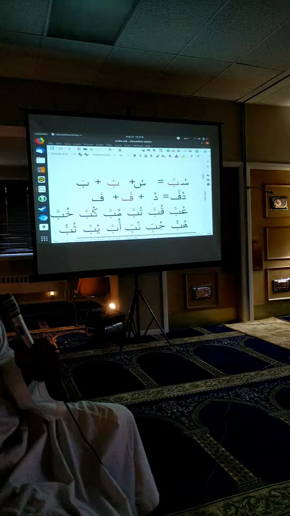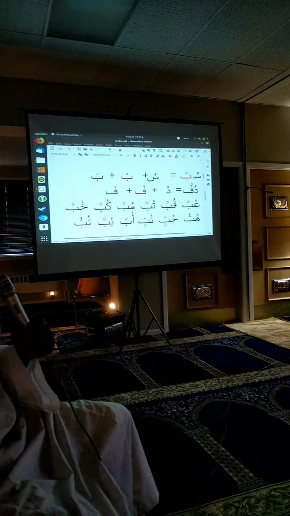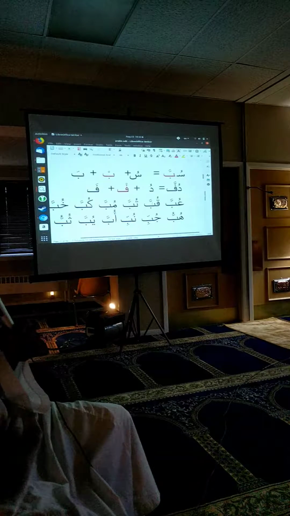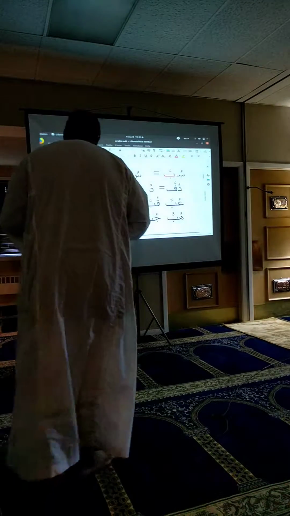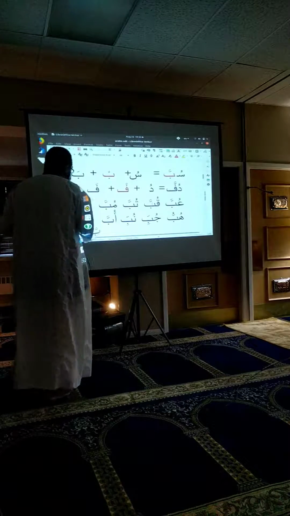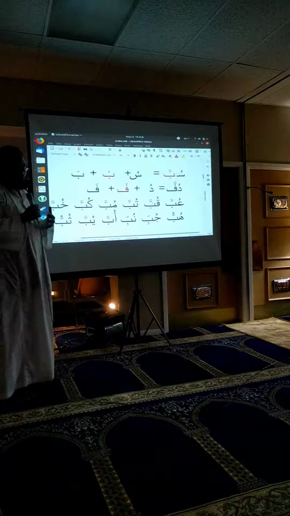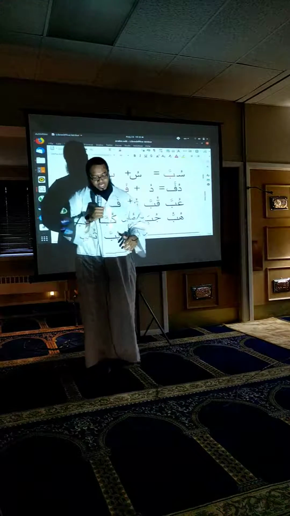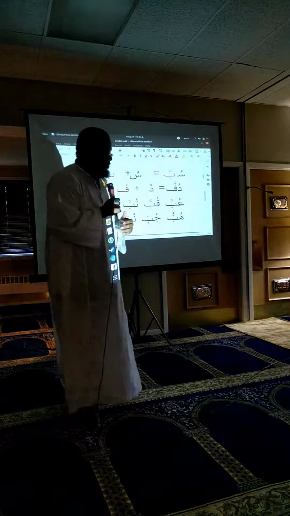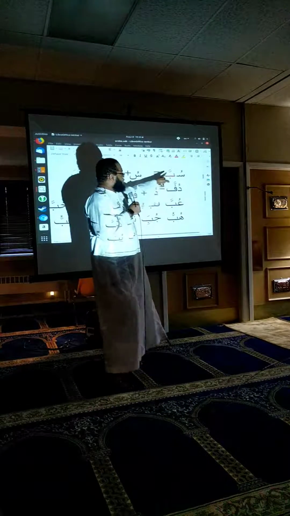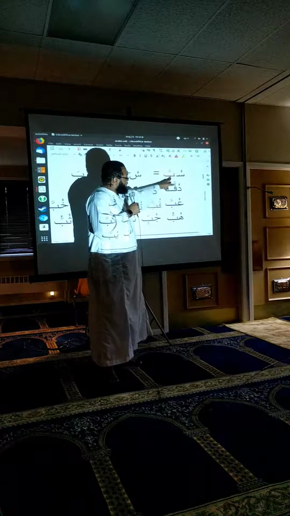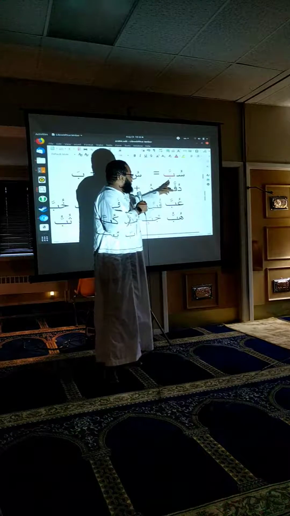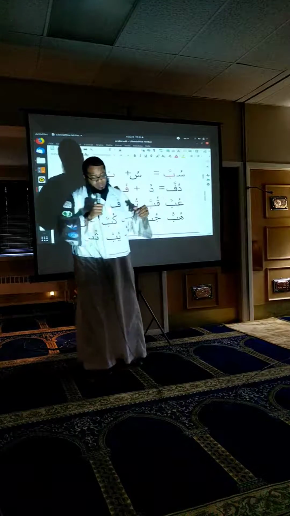Now we're going to build on that, and we're going to cover the shadda. When we see the shadda on a word, it's going to look like this. Almost like a small W. So this small W here is on top of this letter. And what letter is this, by the way? A ba. So we have a shadda on top of the ba. That shadda symbolizes something for that letter.